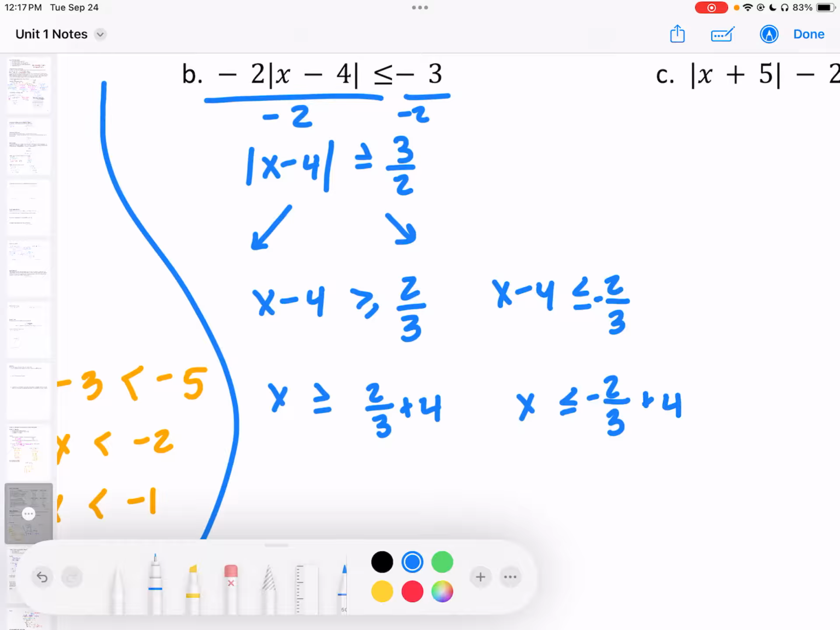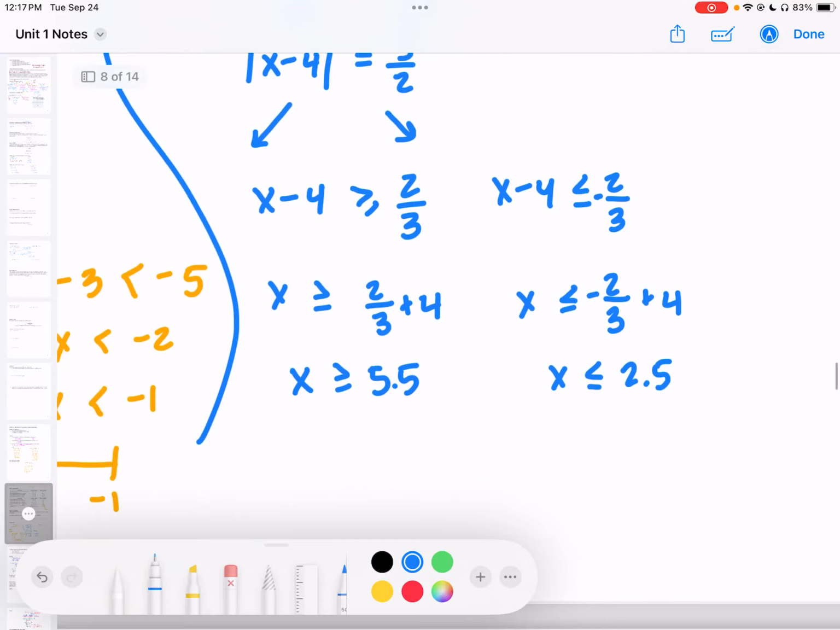Okay. That's going to be x is greater than or equal to 5.5, and x is less than or equal to 2.5. Okay, so that's going to be negative infinity to 2.5, and, oops, that should be a bracket, 5.5 to infinity.